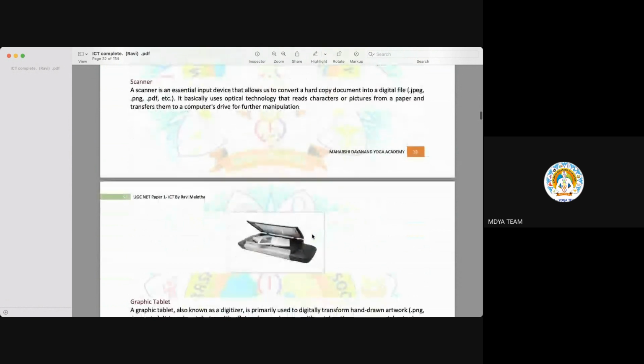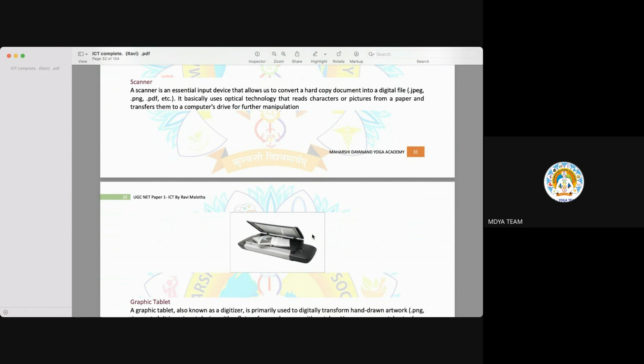Then the scanner looks like this. You can scan your text and your graphics. If it is in hard copy, you can transfer it to the computer screen, and then you can share it with others also. So this is again an essential input device that allows us to convert a hard copy document into a digital file like .jpeg, .png, .pdf, and so on.